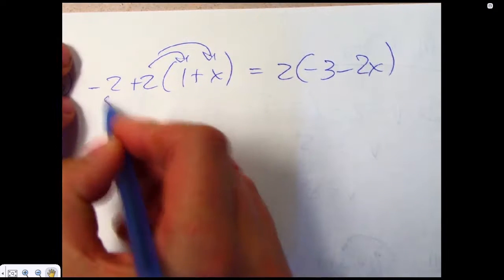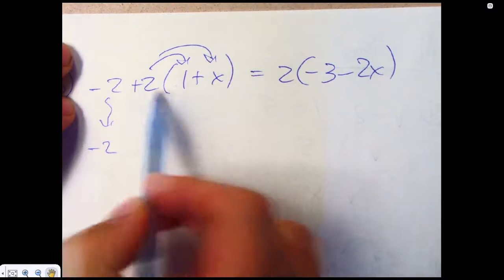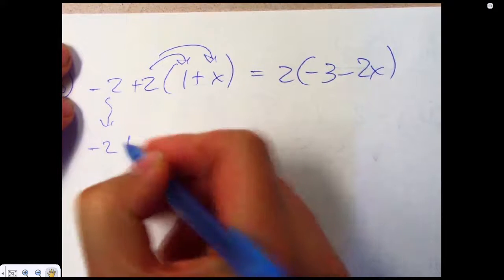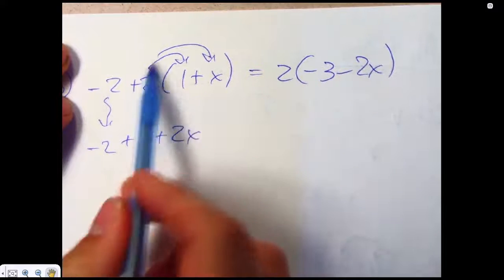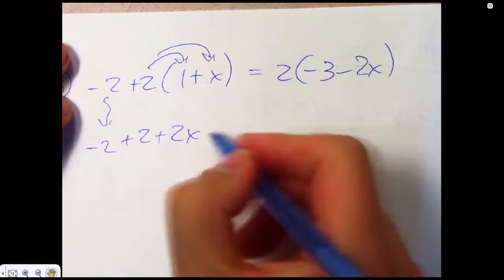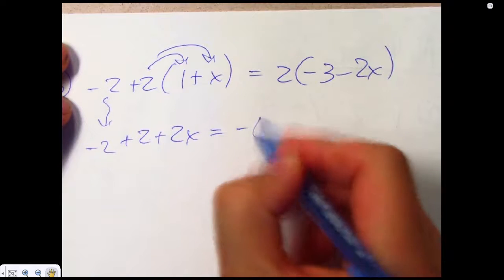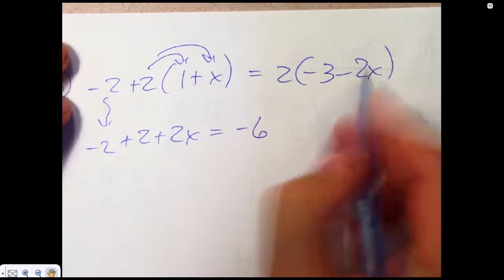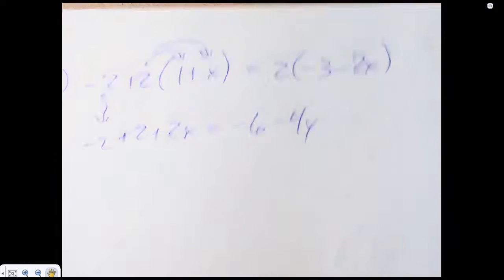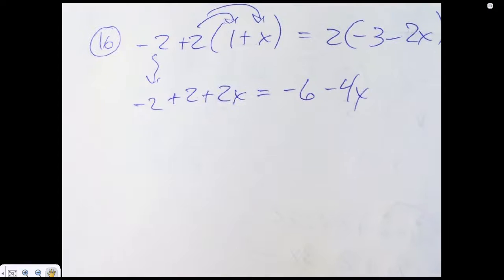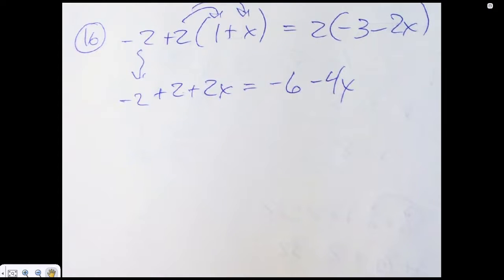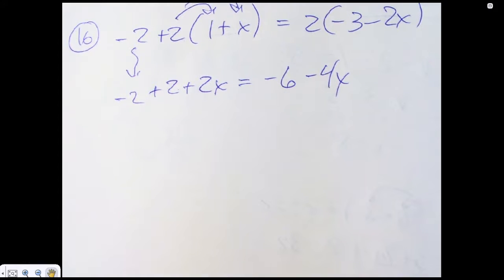So this -2 over here is just kind of chilling, waiting for this to happen so he can join the party. So 2 times 1 is 2. 2 times x is 2x. Distribute over here. 2 times -3 is -6. 2 times -2x is -4x.